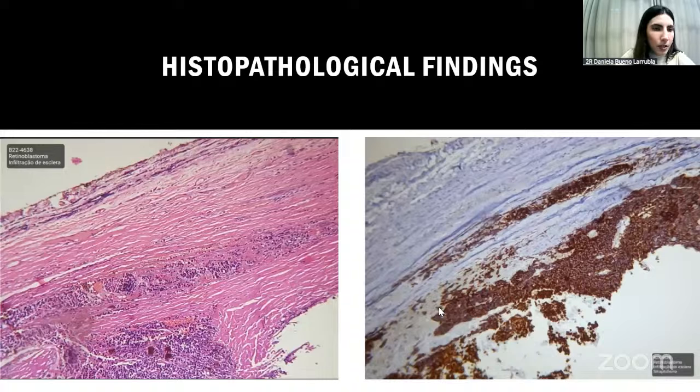The pinkish areas represent the sclera, and among these pink fibers, clusters of small basophilic cells can be observed. Those are the tumor cells, and it's evident that the tumor has already deeply invaded the sclera. The second image shows synaptophysin positive for tumoral cells. The brown stained areas represent the tumor cells invading and infiltrating the sclera.